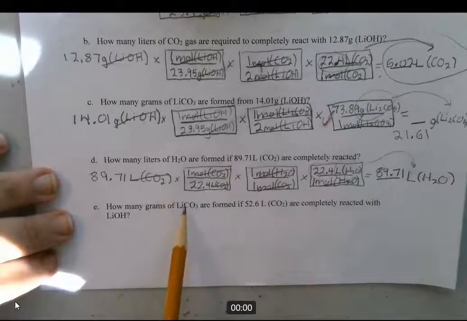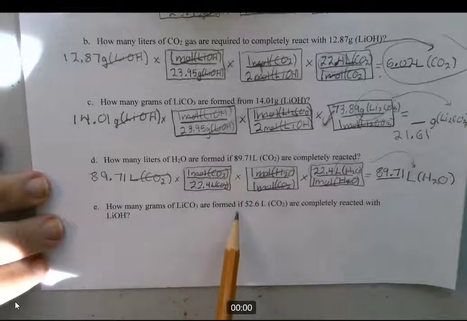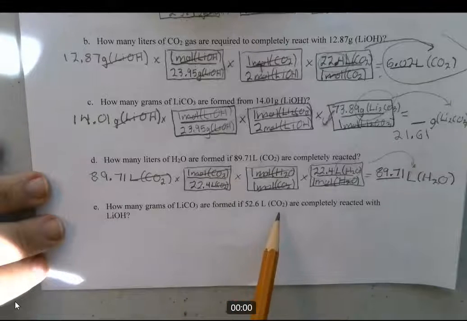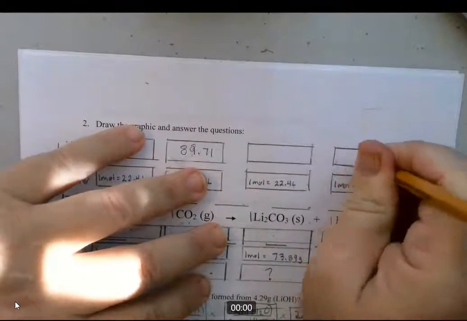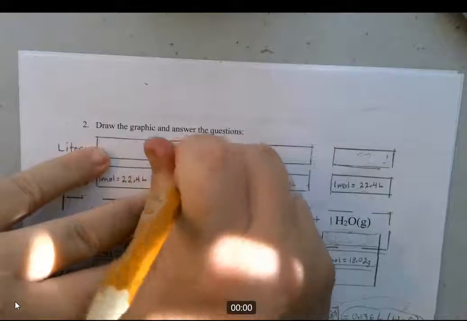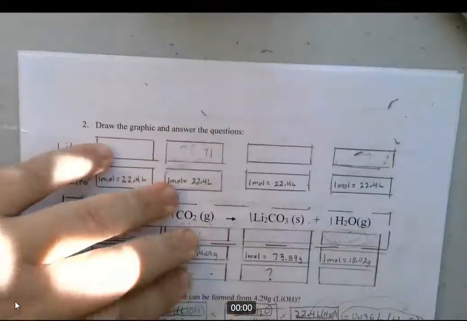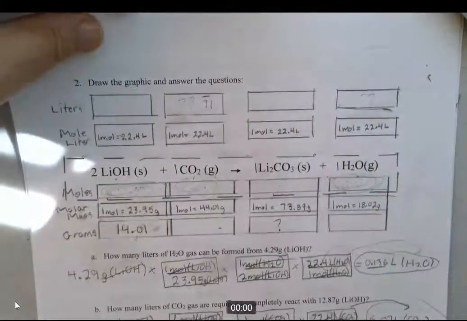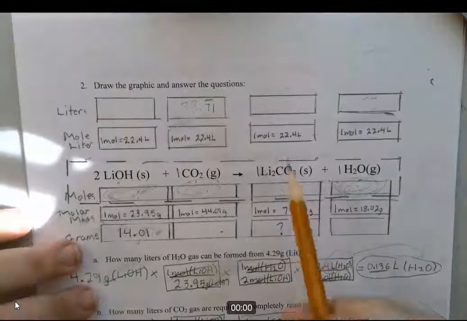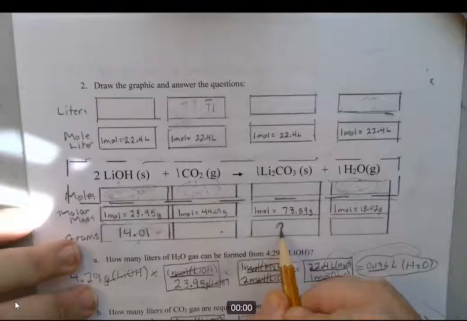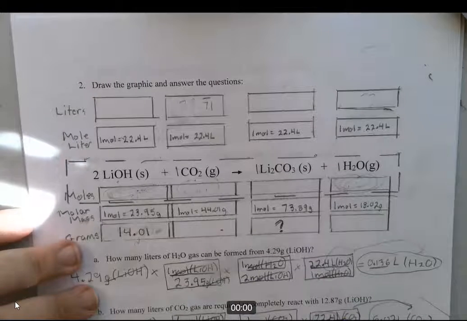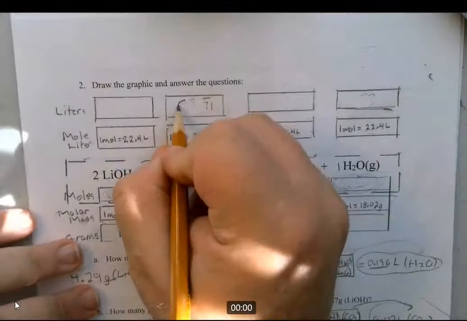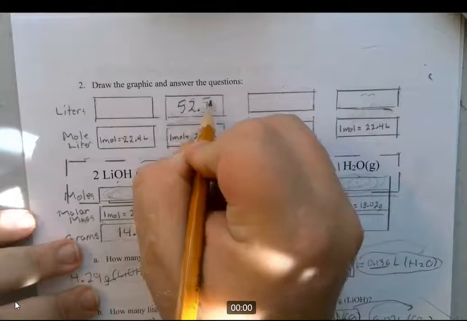How many grams of lithium carbonate are formed if 52.6 liters of CO2 are completely reacted with lithium hydroxide? Okay, so let's go up, let's clean this up. Okay, so it's asking us for grams, how many grams of lithium carbonate. So, well, there's already a question mark there, that's what we want. Formed if 52.6 liters of CO2. Here's CO2, here's 52.6.